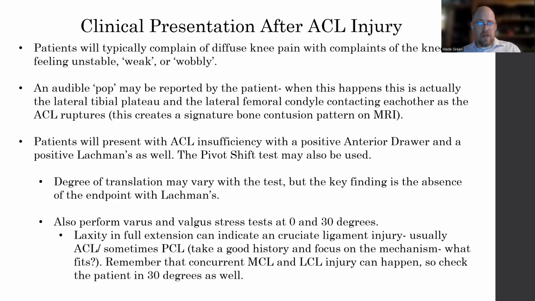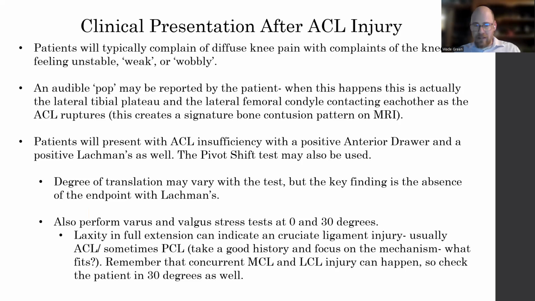So another thing, obviously, we want to make sure that we do a varus thrust, both at 0 and 30 degrees. Here's a little bit of a pearl, right? If you feel laxity in full extension, okay, that can indicate a cruciate ligament injury, generally an ACL injury, depending on the mechanism, right? Sometimes PCL. Remember this, guys. We talked about this on Monday, I believe.